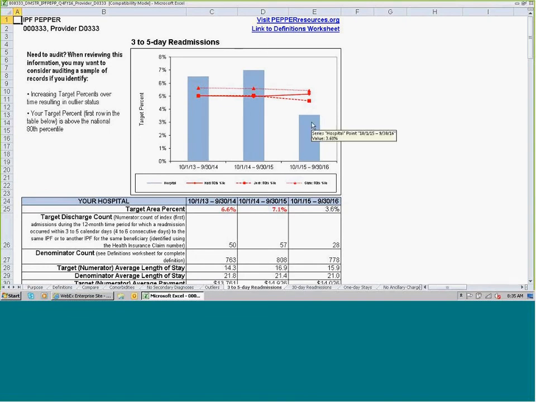And for the most recent fiscal year, those statistics have decreased, so they are no longer above the national 80th percentile. So if this provider actively looked into concerns regarding 3 to 5 day readmissions, and if they actually took some steps to improve that, then the PEPPER would be a way to confirm that those changes were effective.